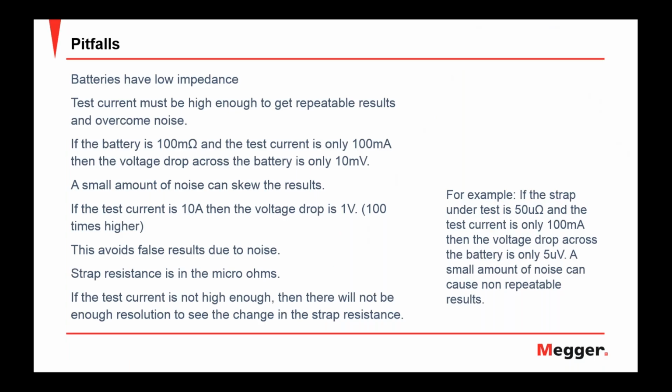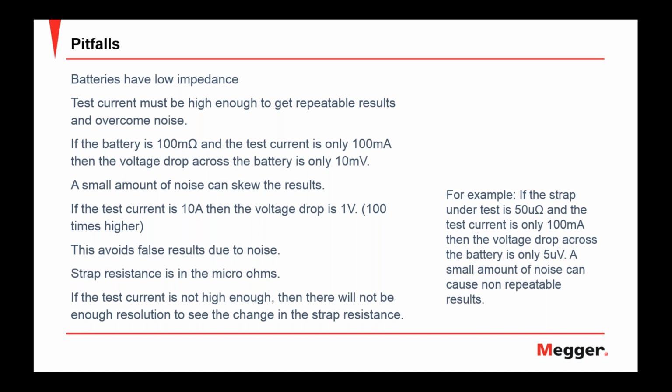One is batteries are low impedance devices. The bigger the battery, the larger the plate surface area, the lower the impedance. So I don't want to be testing a battery that is 100 milliohm with a test current of only 100 milliamps, because then the voltage drop is only going to be 10 millivolts. So that can get swamped due to noise and skew the results. So if the test current is more around 10 amps, the voltage drop is 1 volt. That's 100 times higher. So it's going to avoid a lot of false results due to noise.